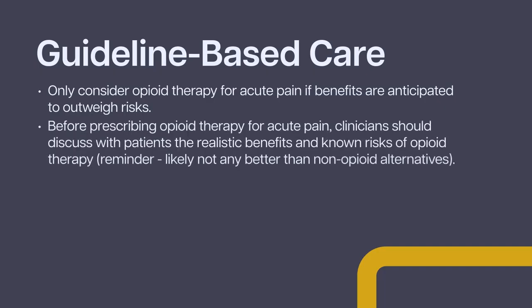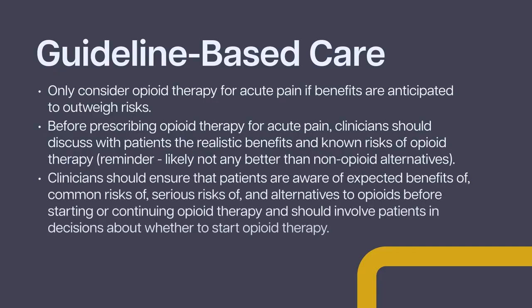And before prescribing opioid therapy for acute pain, clinicians should discuss with patients the realistic benefits and known risks of opioid therapy. Just as a reminder, in many cases, opioids will not be better than non-opioid alternatives. And clinicians should ensure that patients are aware of expected benefits of, common risks of, serious risks of, and alternatives to opioids before starting or continuing opioid therapy. And patients should be involved in this decision about whether or not to start opioids.